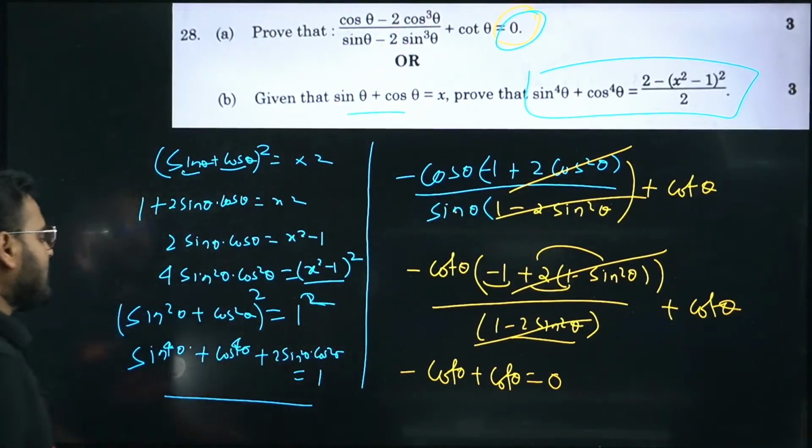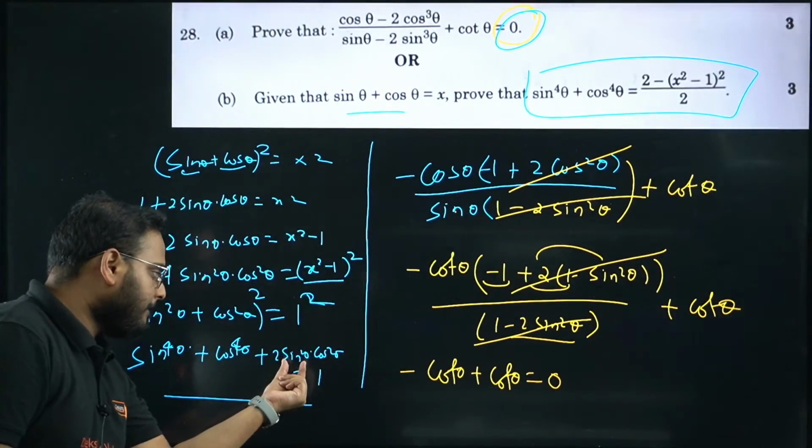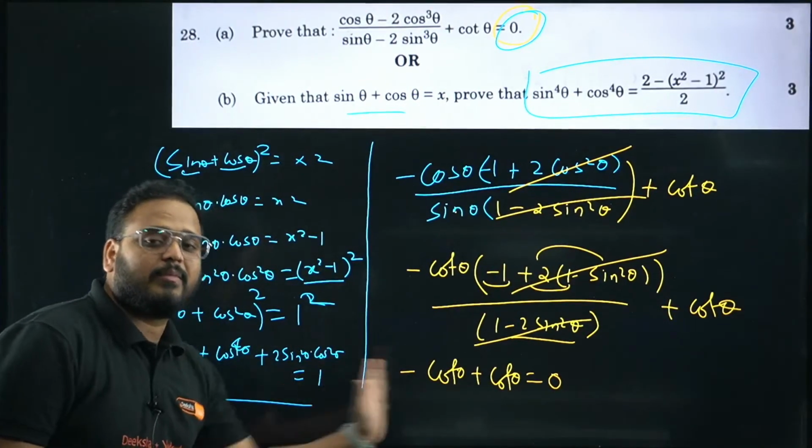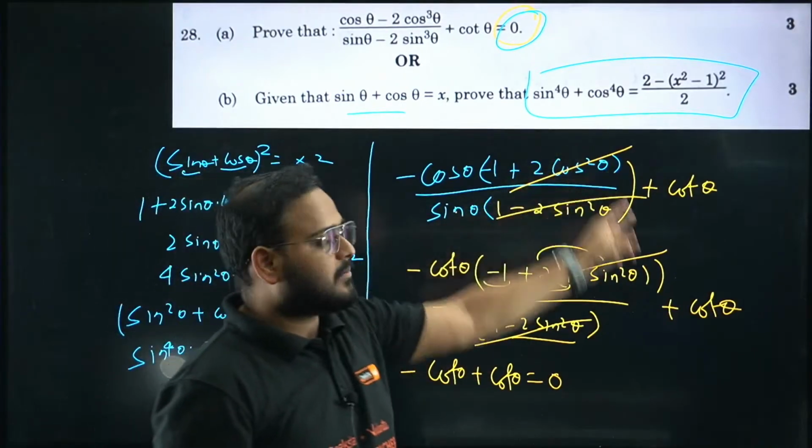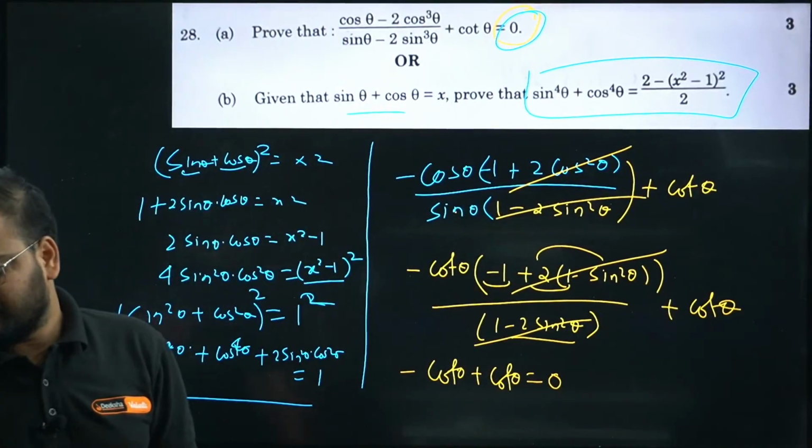And then substitute the value of 2 sin square cos square over here. And bring it on the right hand side. 1 minus you do that. LCM you take, that is the result. Okay? Let's move on now.